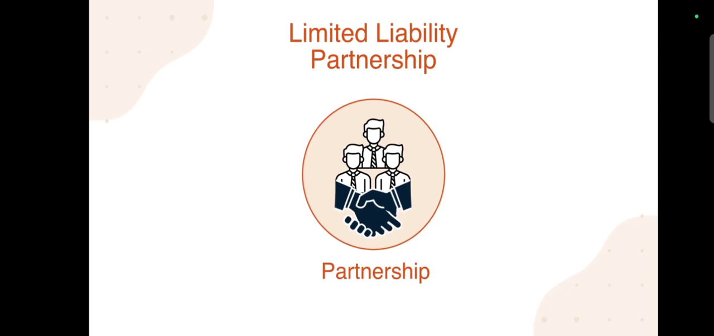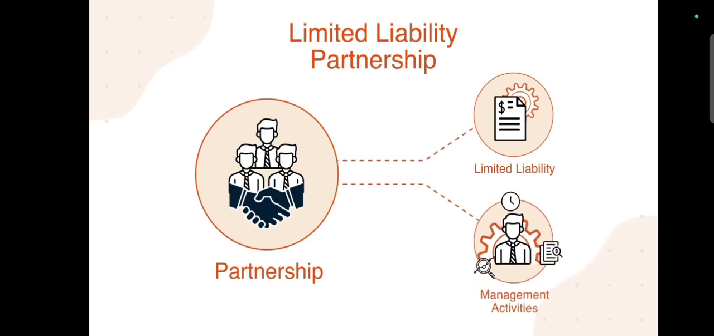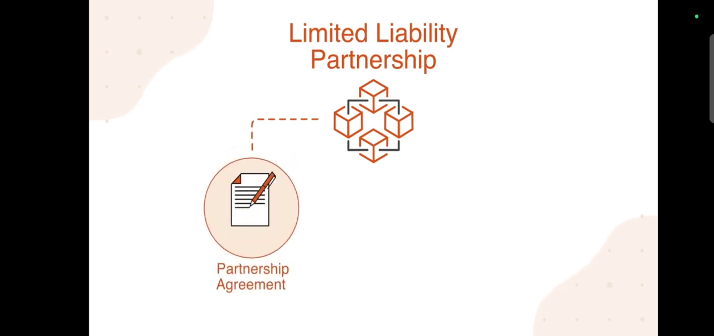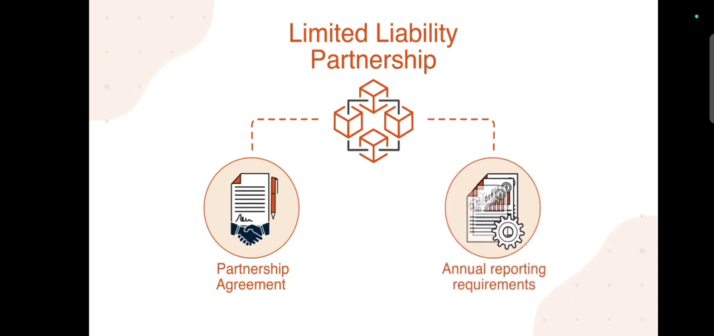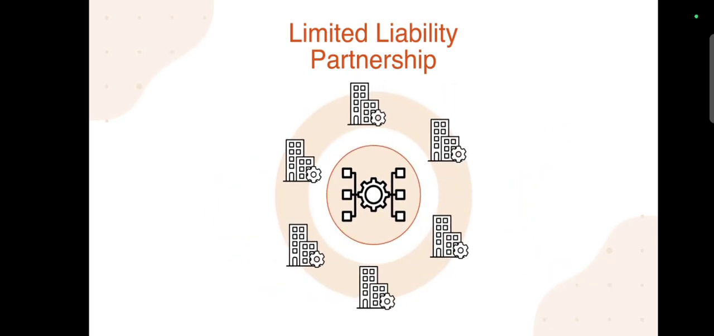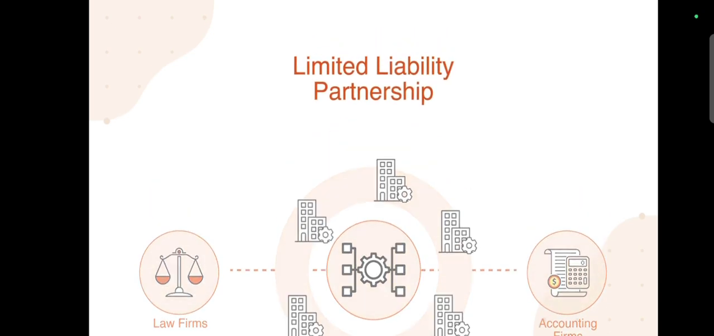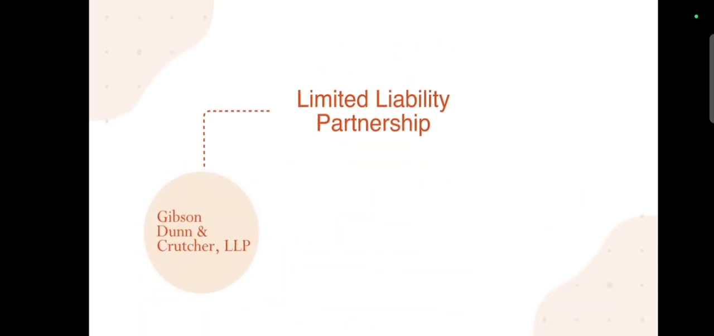A limited liability partnership or LLP is a type of partnership where all the partners have limited liability and can also participate in management activities. An LLP is a formal structure that requires a written partnership agreement or deed, and usually comes with annual reporting requirements, depending on your legal jurisdiction. LLPs are often used to structure professional services companies, such as law and accounting firms. Examples of LLPs are Gibson Dunn and Crutcher LLP and Latham and Watkins LLP.